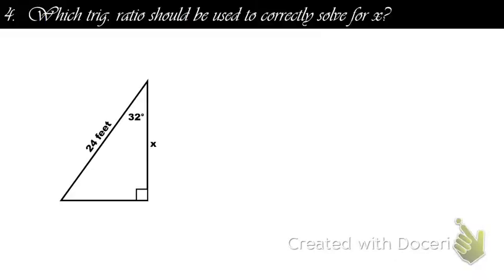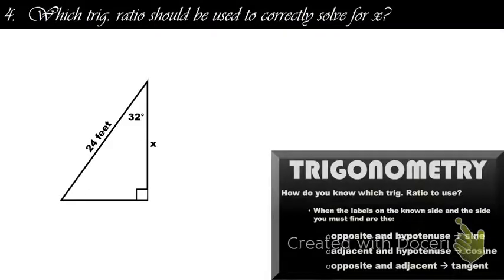Number 4, which trig ratio should be used to correctly solve for x? Before we can choose which trig ratio to use, we must label the sides of the triangle. So in this problem, our reference angle is 32 degrees. Our reference angle is made up of those 2 sides.